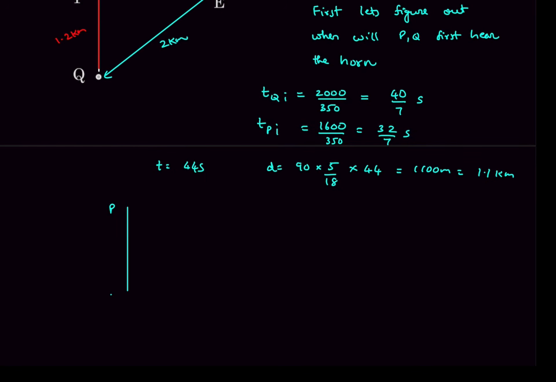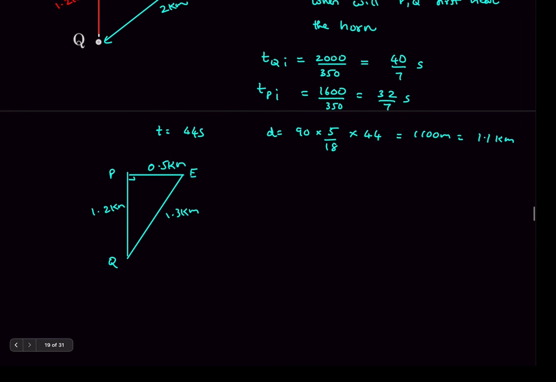So this is the station, this is the village, and this is the front of the engine. And this distance is 0.5 kilometers now. And this distance is anyway 1.2 kilometers. So this is the 5, 12, 13 triangle, right? So this will be 1.3 kilometers now. So the thing is, now at this point of time, driver has stopped honking, but the sound waves are still traveling through the air, right? So the villager will keep hearing the horn till the last sound wave, which is just released from the horn, reaches the village. After that point of time, the villager will stop hearing it.